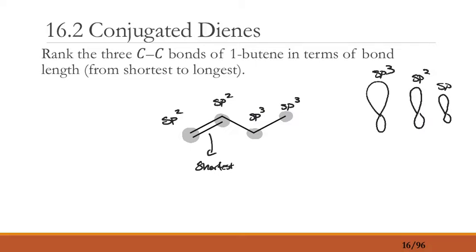sp2 is in the middle and sp is the shortest. We don't have any sp to worry about here, but since we have 2 sp2 orbitals coming together, they're forming the shortest bond. It's also the strongest bond. It's a sigma and a pi. So the stronger the bond, the shorter the bond. Then we have sp3. sp3 will be the longest. And finally, the sp2, sp3 will be intermediate.